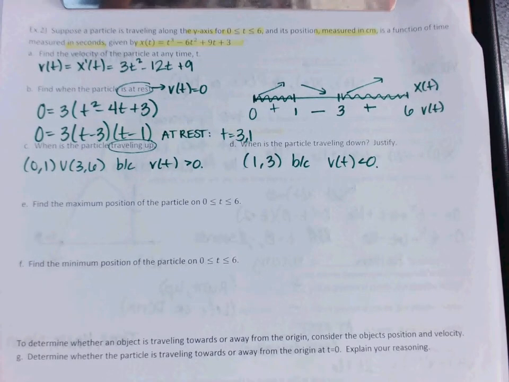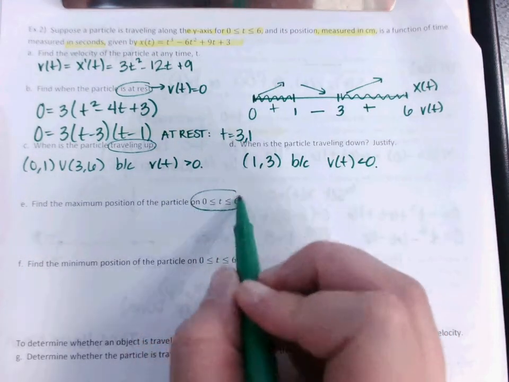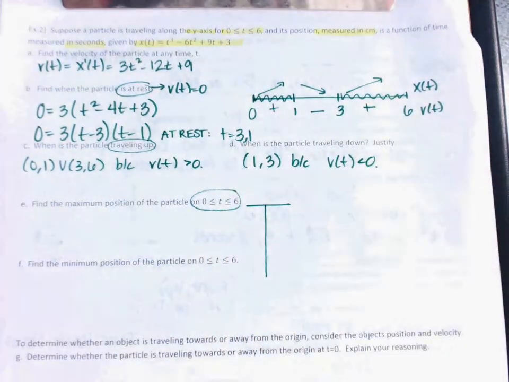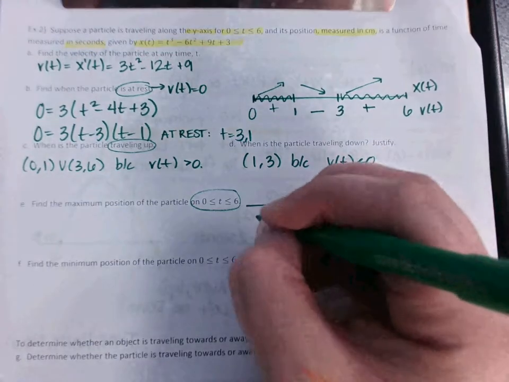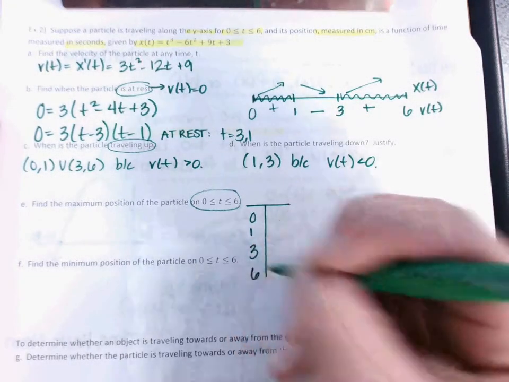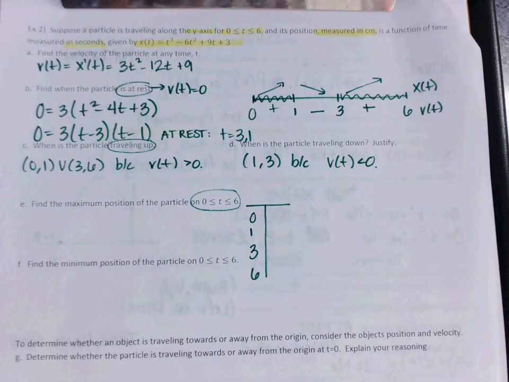Okay, E says find the max position. Where do I have a relative max? Is that automatically the winner? No. Now, this is where, on the AP test, they're not going to say absolute if they give you an interval. So if I'm looking from 0 to 6, you need to do a little chart. The numbers that we are plugging in are 0 and 6 because those are our endpoints, but we're also going to have to plug in 1 and 3. Now, if 1 or 3 didn't have a sign change, could I leave it off the chart in that case? Yes. But if there's a sign change, you have to put it.